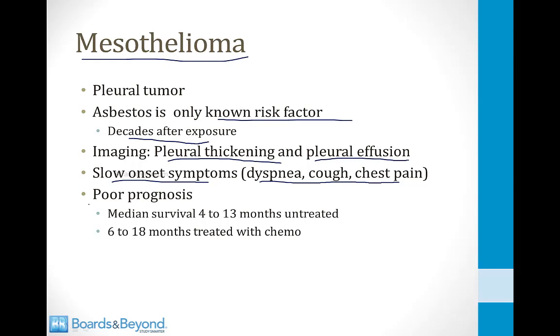Mesothelioma carries a very poor prognosis. The median survival is 4 to 13 months if you don't treat it, but it extends to only 6 to 18 months if you go ahead and have chemo. And that concludes our module on pleural disease.